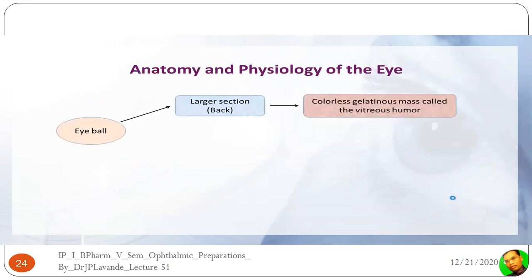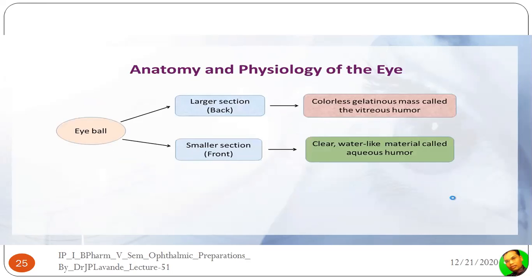The eyeball has two different sections. The larger section at the back contains the colorless gelatinous mass called the vitreous humor, and the smaller section at the front contains the clear water-like material called the aqueous humor. So this is what I was talking about: the lens divides the eye into two different chambers.